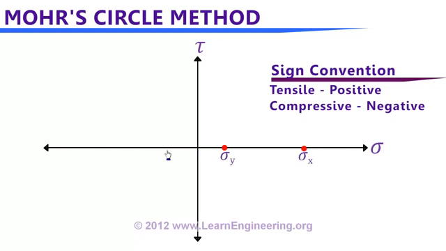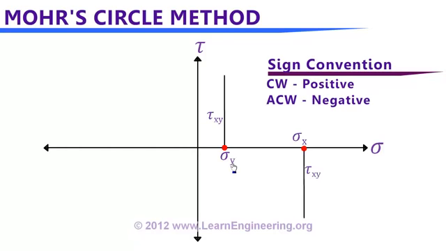Second step, mark normal stress values of your problem over the horizontal axis. Means you have got two normal stress values for this particular problem. So mark values of that over here. And please note the sign convention. If stress is tensile in nature, then we should mark in positive axis. And if it is compressive in nature, we should mark it in negative axis. And for this problem, both the stresses are tensile. That's why we mark it on positive axis.